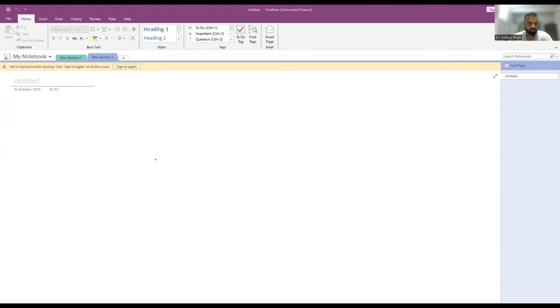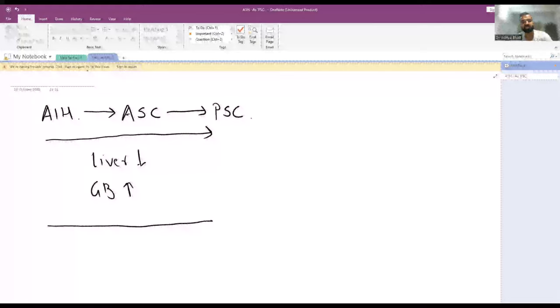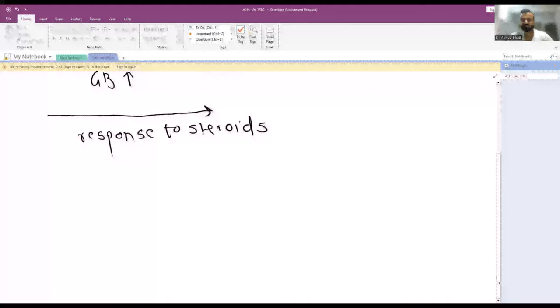So today's topic is autoimmune hepatitis, one of the diseases of a spectrum. The spectrum runs from autoimmune hepatitis to ascending sclerosing cholangitis, and then primary sclerosing cholangitis. As we go from left to right, the liver involvement decreases and the gallbladder involvement increases. And as we go from left to right, the response to steroids also decreases. So autoimmune hepatitis is the most responsive to steroids, while primary sclerosing cholangitis is the least responsive to steroids. Okay, so that is important.